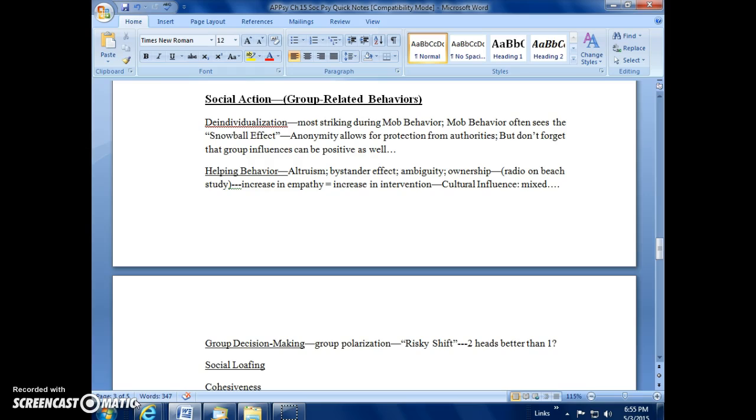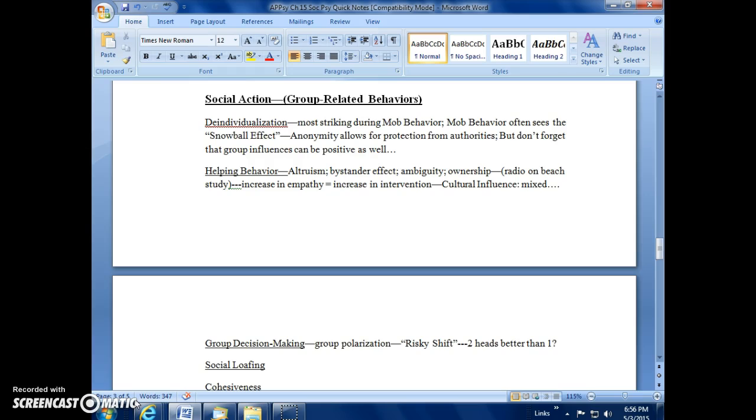Mobs often show something called the snowball effect. That means a leader or persuader persuades a few people to do something, then the few become many, and snowballs into an unthinking mob. Another reason for de-individuation is protection. Because there's a lot of people, it's hard for the authorities to come after any one person, in other words, if you can hide with the group.